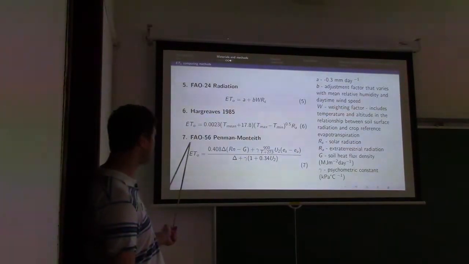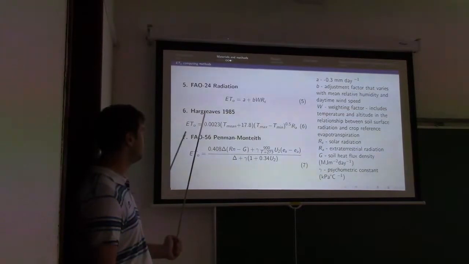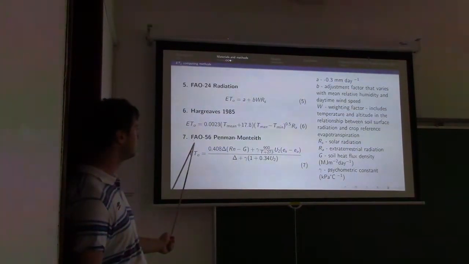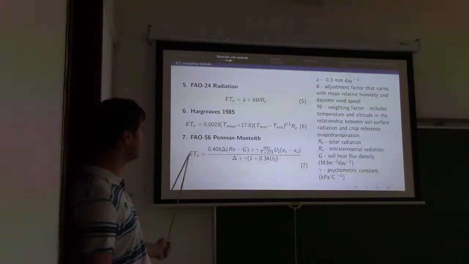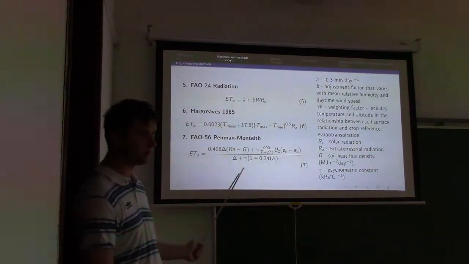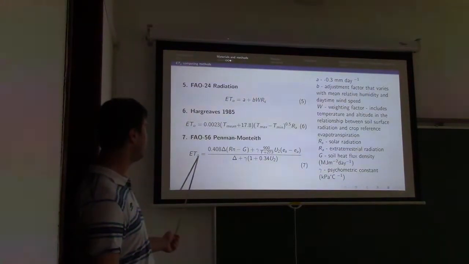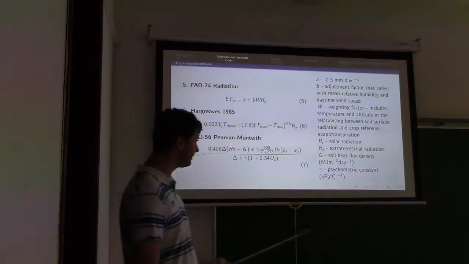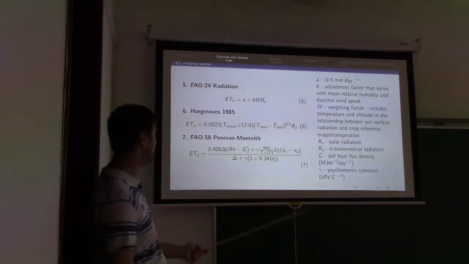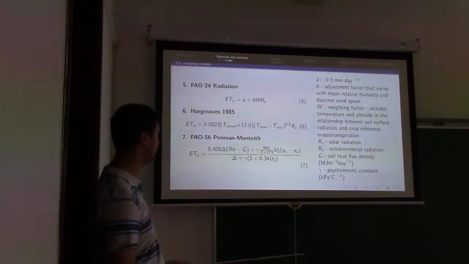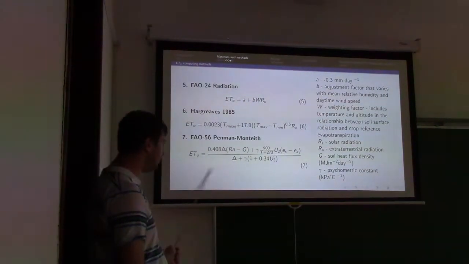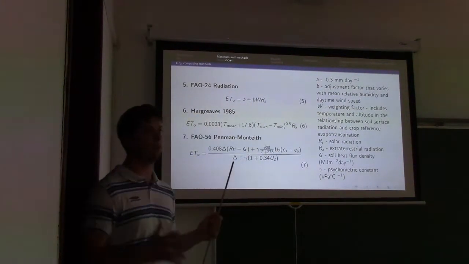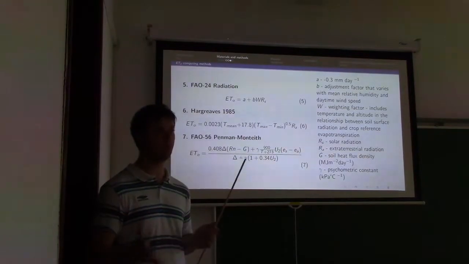This is the last equation, which the Food and Agriculture Organization, FAO, is telling us is the best equation for calculation of evapotranspiration, and this is the equation. G is soil heat flux density, and gamma is a psychrometric constant, as I already said. But to calculate this equation, there are also a lot of parameters that we need and that usually are not collected in meteorological stations.